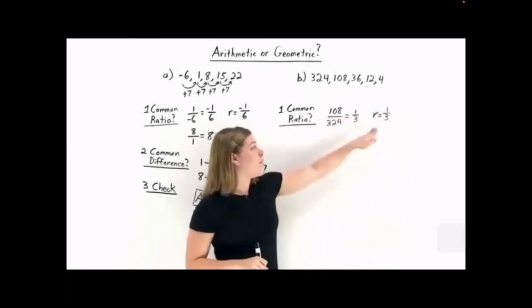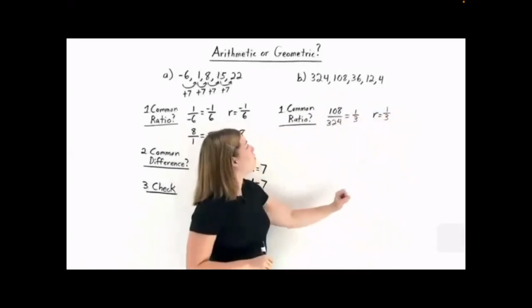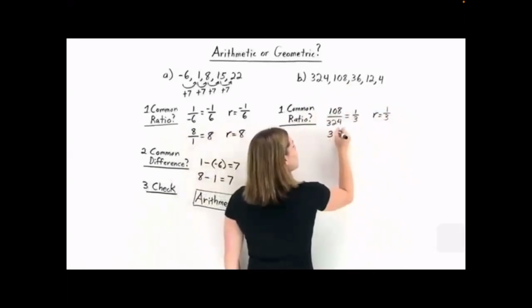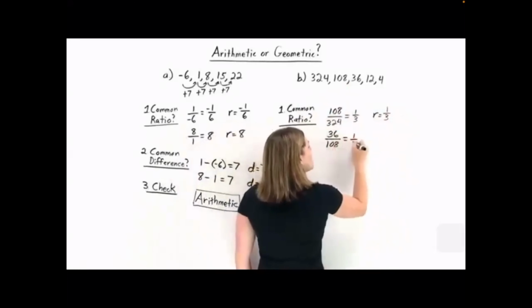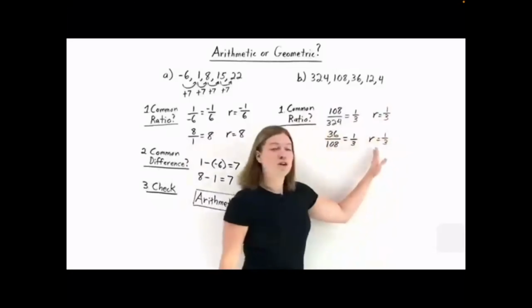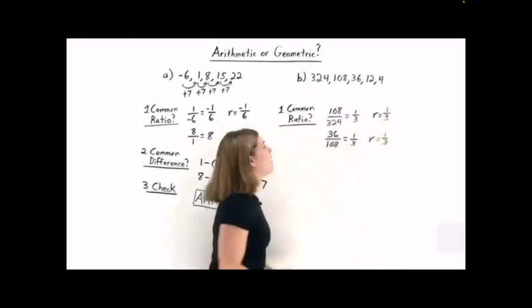But to make sure that we keep getting the same value for r, we need to check the next two consecutive terms, 108 and 36. We find the ratio by taking 36 divided by 108. And we get 1/3. So, we're saying that r is 1/3. We have the same value for r.